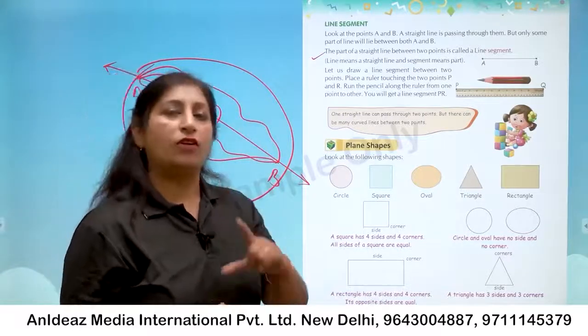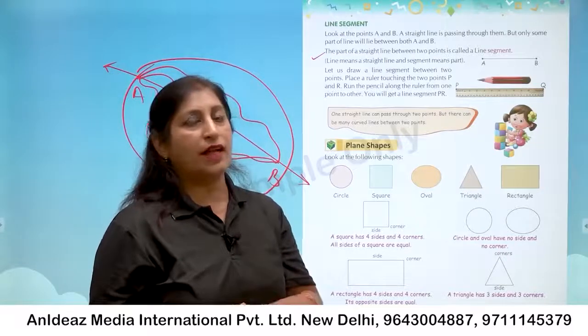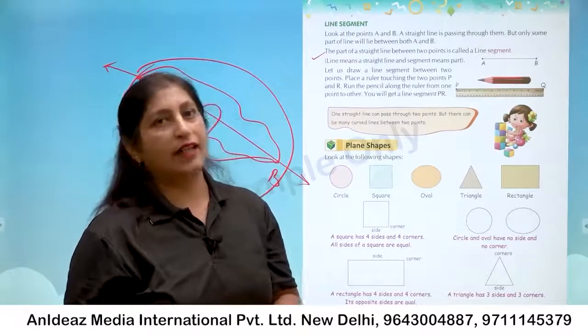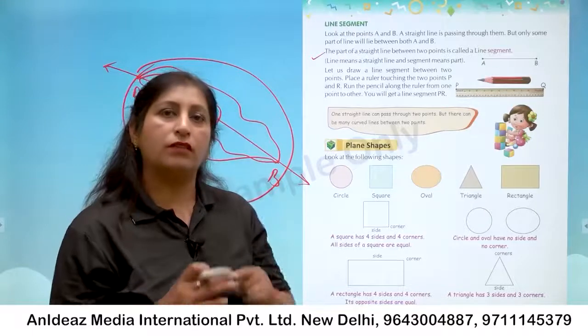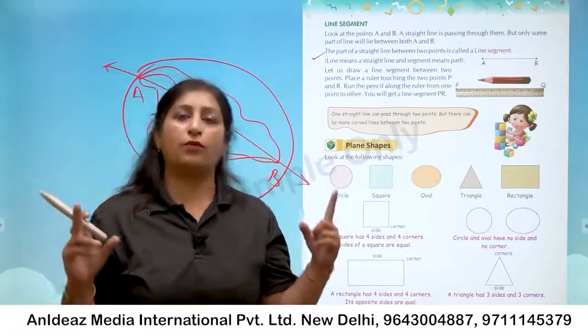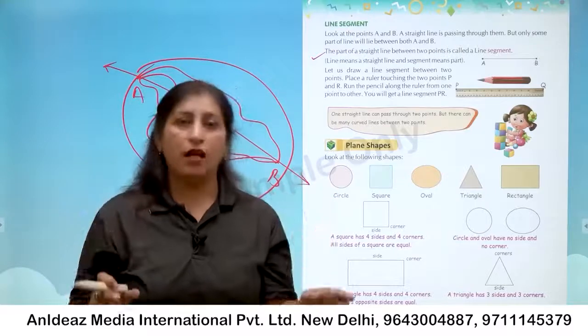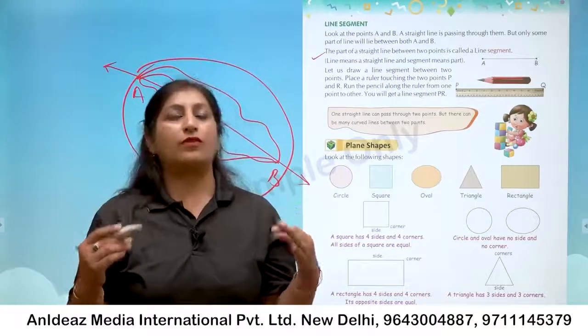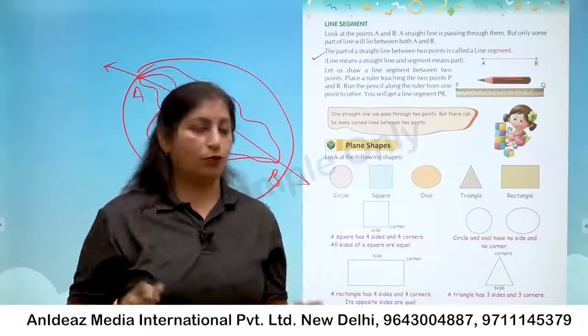But while talking about straight lines, we can say that only one straight line can be drawn from the 2 given points in the space. Means from any 2 given points we can draw only one straight line, but we can draw as many curved lines as we want from the given 2 points.